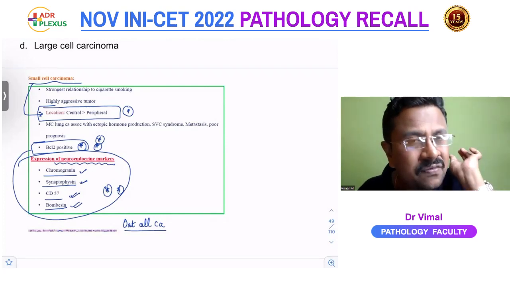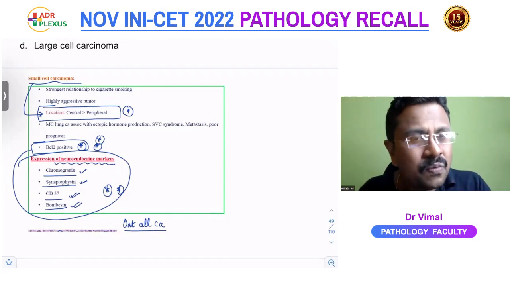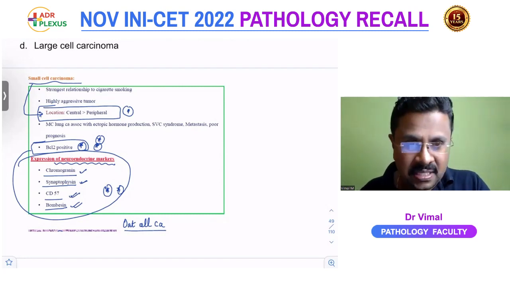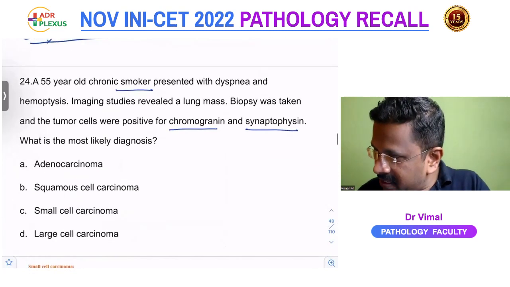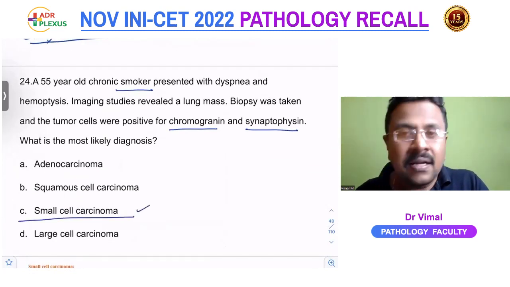And the lung cancer with the worst prognosis is small cell carcinoma. So please remember the markers: chromogranin, synaptophysin, CD57, and bombesin. Yes, and the diagnosis here is small cell carcinoma.